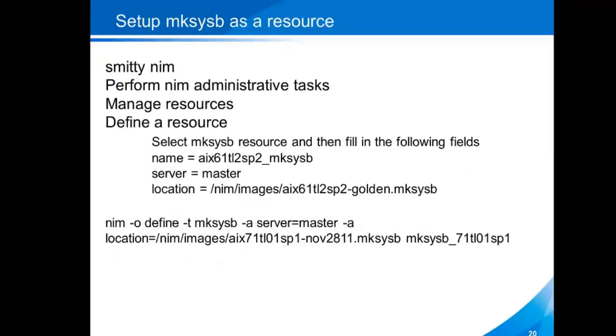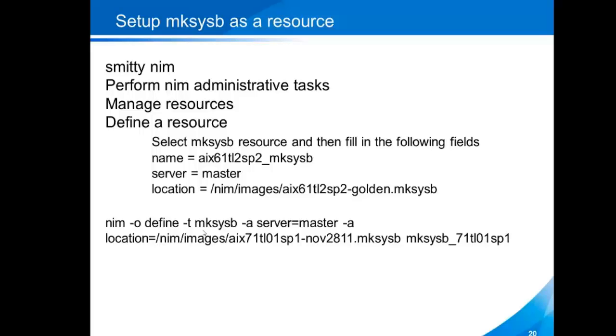Setting mksysb up as a resource. In order to be able to restore from a mksysb, NIM has to build the relationship between the mksysb and a name. So typically what I do is copy the mksysb from /backups into /nim/images, and then go in and define the mksysb resource. You can do it a couple of ways. I've got the SMIT way here, and I've also got the nim -o define command.